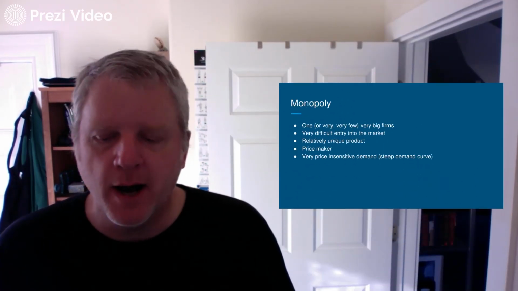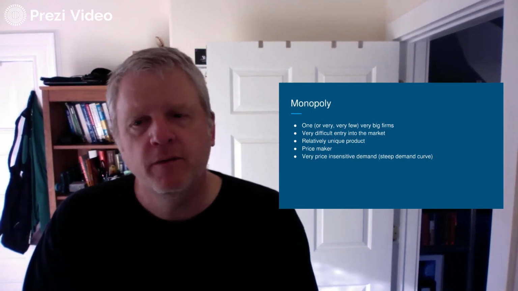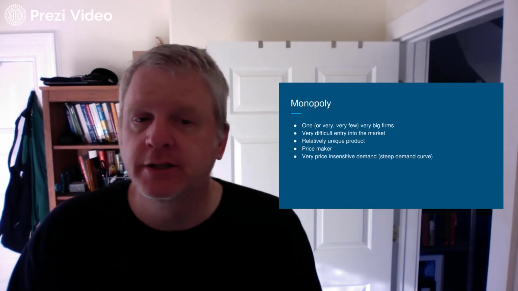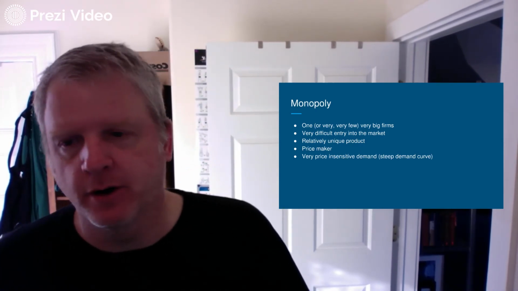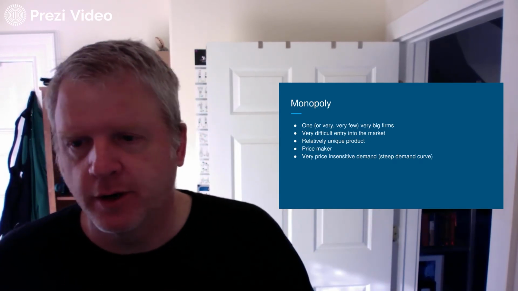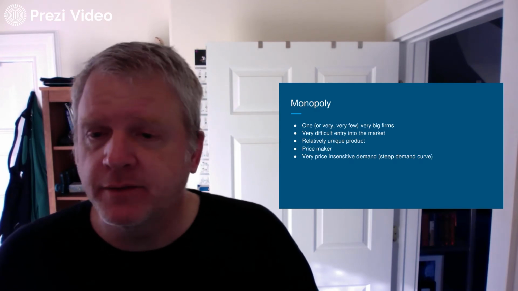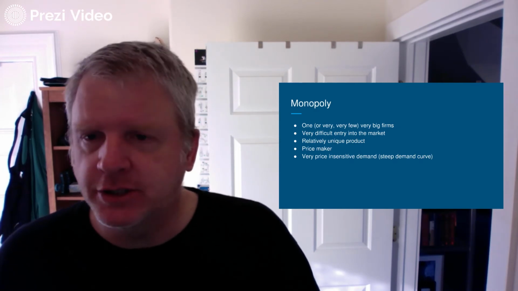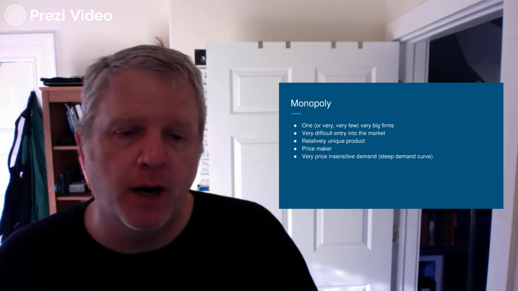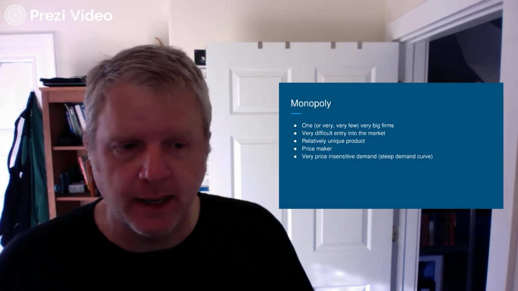And then finally, a monopoly. Now, in a monopoly, there's technically only one firm, and there are very few markets where there's an actual monopoly. It's usually the case that there's very few big firms. So we say like a near monopoly. Very difficult entry into the market. A relatively unique product. And because of this, there's little competition, and the firms can really set their price. The demand curve is very price insensitive or very steep.